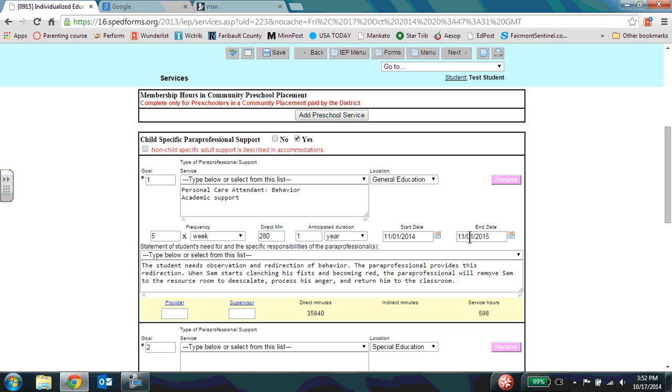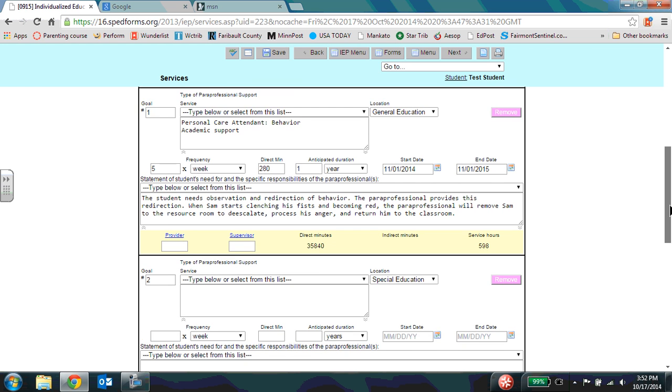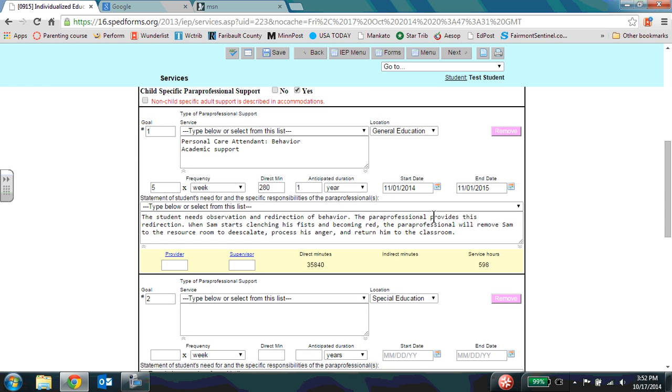The duration and start date would be the same as you do on a typical service grid. And it is very important that you address in this box what are the specific responsibilities of a paraprofessional. Basically, this is their job description. Again, this is not the only time you would write a paraprofessional on the IEP. We'll talk about the second situation. For these, you do not need to worry about providing a provider number or a supervisor. You can leave those blank.